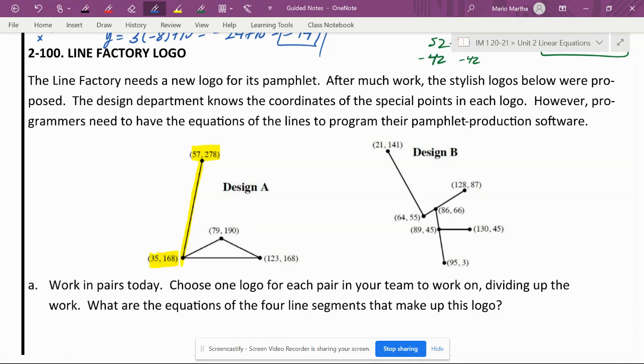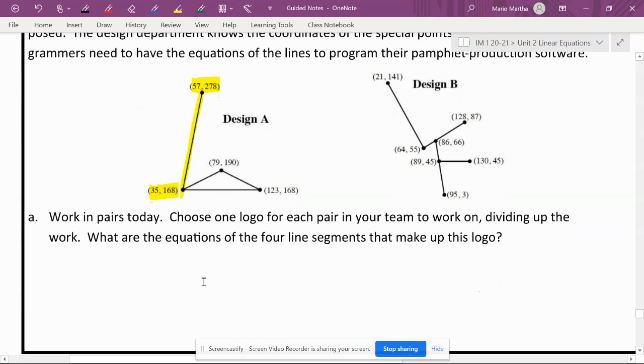What we're going to do in this case says the Line Factory needs a new logo for its pamphlet. After Matchwork, the stylish logos below were proposed. The design department knows the coordinates of the special points in each logo. However, programmers need to have the equations of the lines to program their pamphlet production software. So what we want to do first, it says work. You choose one logo, and then we're going to divide up the work, and then what are the equations of the 4 line segments that make up the logo. So let's just work with design A today.